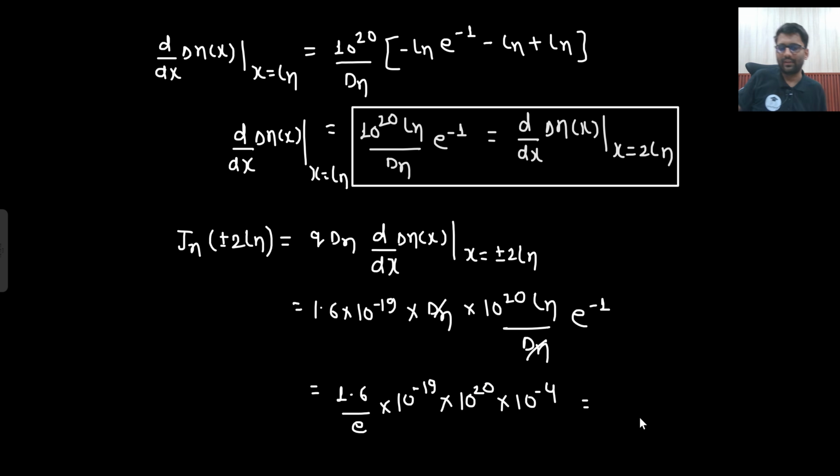So 1.6 divided by e, then 10 to the power minus 3 you are having. So 1.6 divided by e, that will be the answer. E is 2.7. So if I just needed to solve the GATE question, then I could have done it in this manner: 0.588 milliampere per centimeter square.